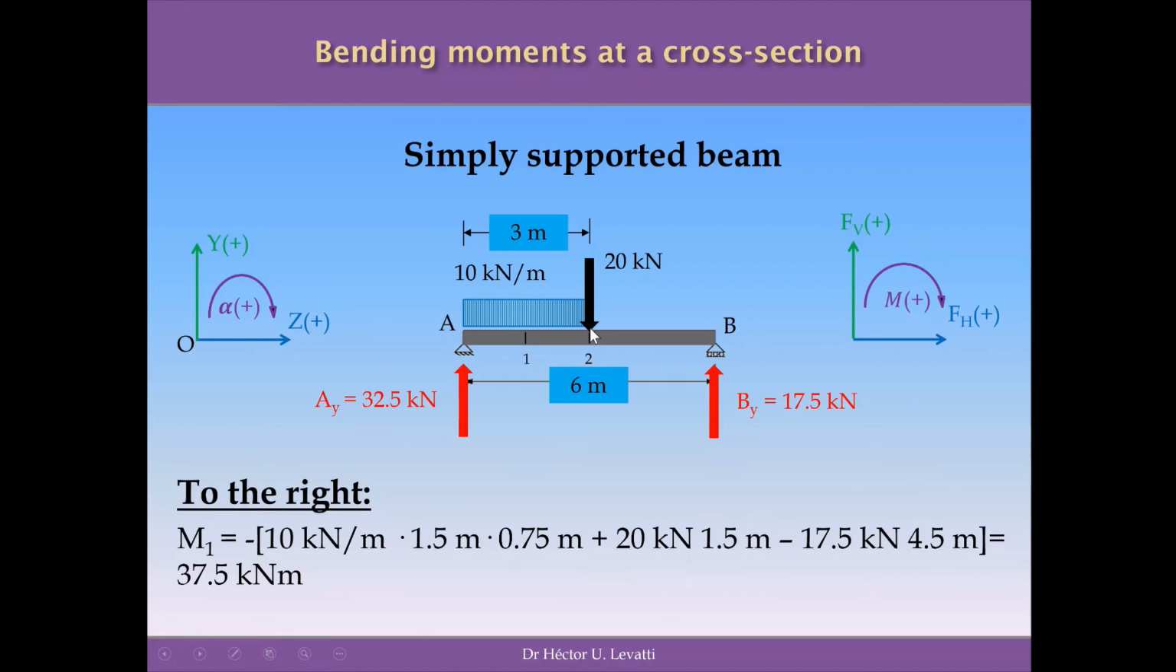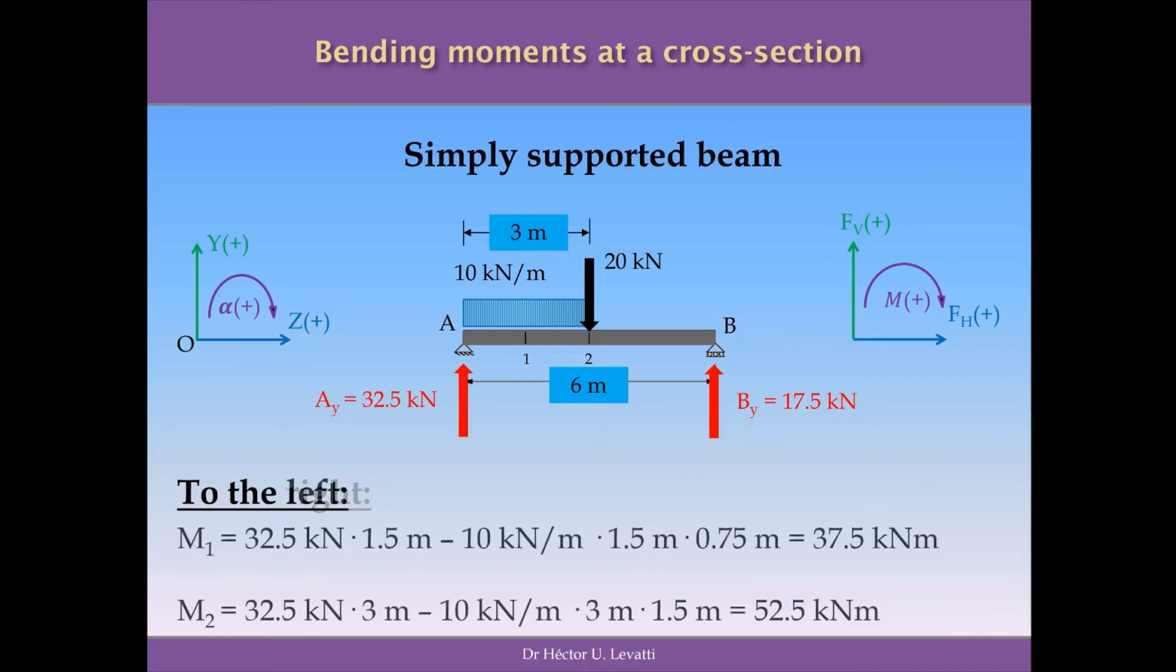The second moment is 20 kilonewton times the distance from 2 to 1, which is 1.5 meters, and it's positive because it's clockwise. And finally, the moment produced by these reactions, 17.5 kilonewton times 4.5 meters, which is the distance from the force to section 1, which is the section where we are running the calculations. Closing the brackets and doing the calculation, I found that the moment is 37.5 kilonewton meters, which is exactly the same we calculated when we did the calculation to the left side of the structure.